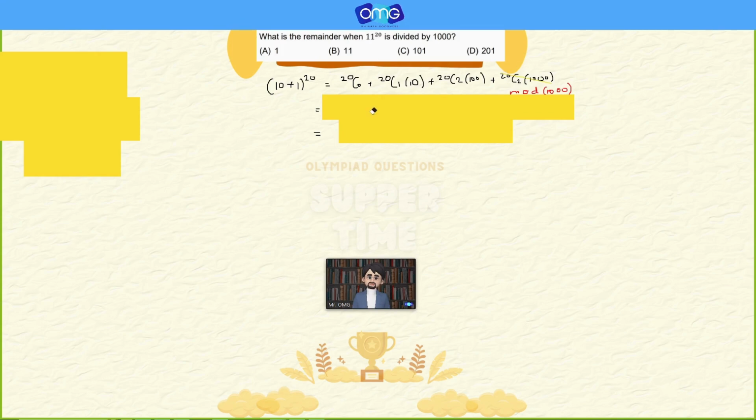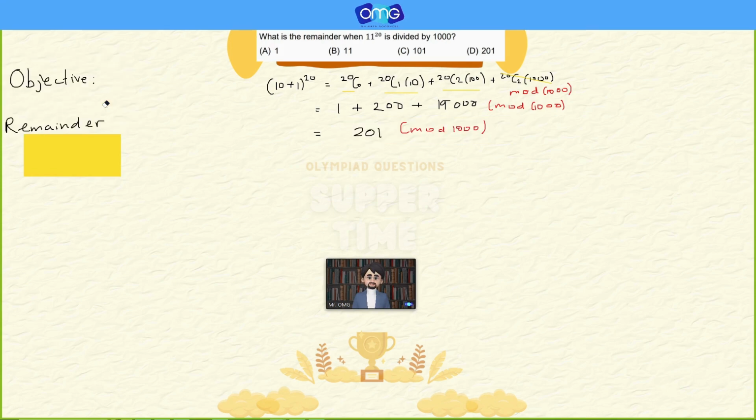So what's left here is only these 3 terms: 20C0, which is 1, 20C1 times 10, which is 200, and 20C2 times 100, which is 9,000 mod 1000. So what's left for us? This doesn't give us a remainder, so this 201 is the remainder, since the objective is the remainder. 201, and that's the answer.